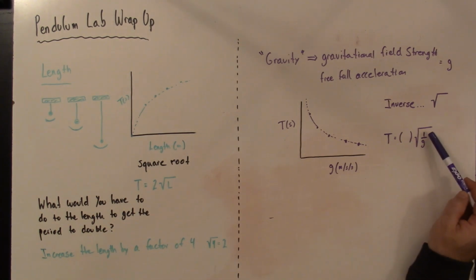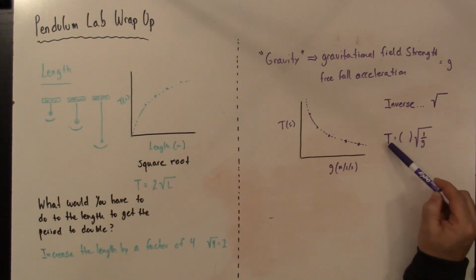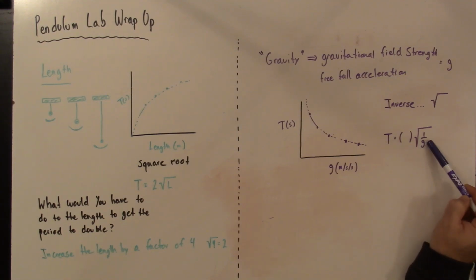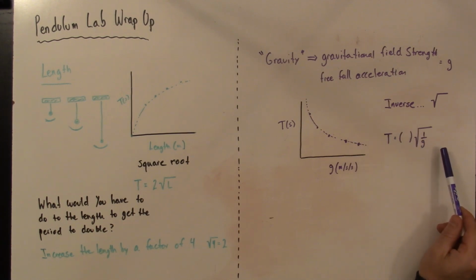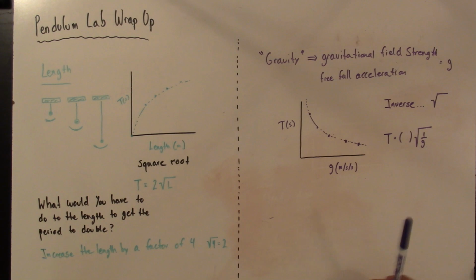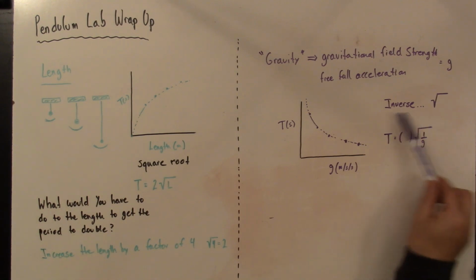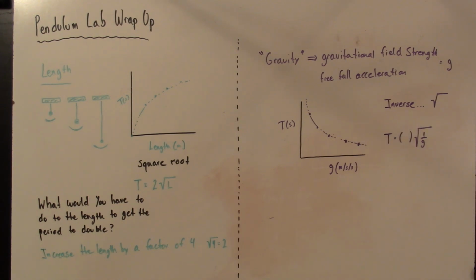So what this means here is that as you increase the gravitational field strength, the period actually goes down. Bigger fraction on the bottom means smaller value in general. And so this is the situation you have. And this is a weird situation, but that's what you end up with.